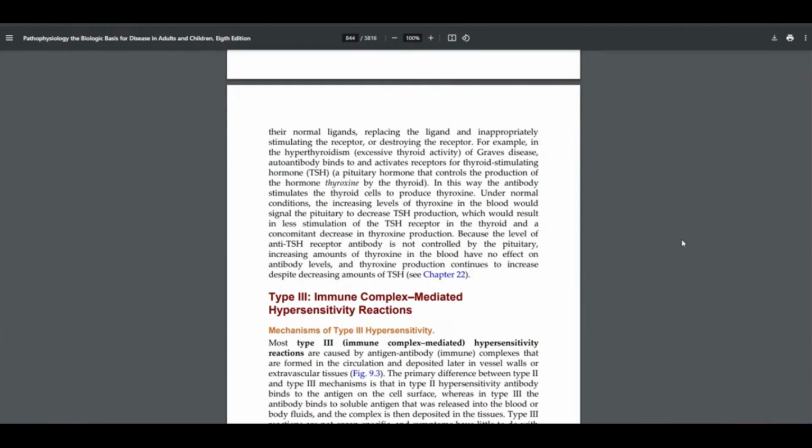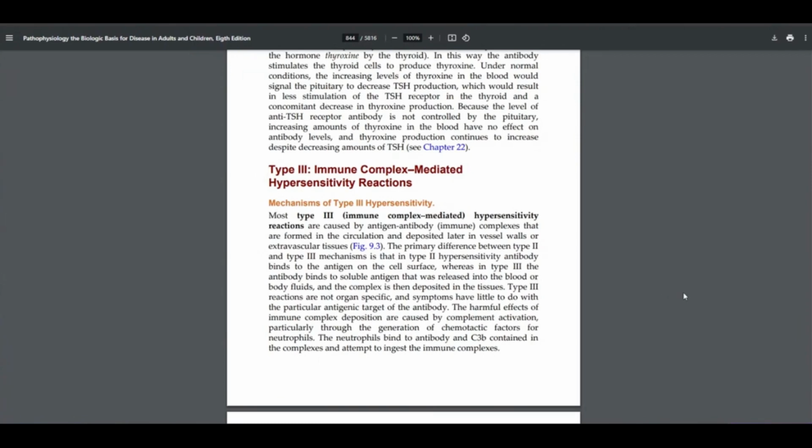Under normal conditions, the increased levels of thyroxine in the blood would signal the pituitary to decrease TSH production, which would result in less stimulation of the TSH receptor in the thyroid and a concomitant decrease in thyroxine production. Because the level of the anti-TSH receptor antibody is not controlled by the pituitary, increasing amounts of thyroxine in the blood have no effect on antibody levels. The thyroxine production continues to increase despite decreasing amounts of TSH. More of which we'll discuss in Chapter 22, if we discuss Chapter 22. I'm sure we will.